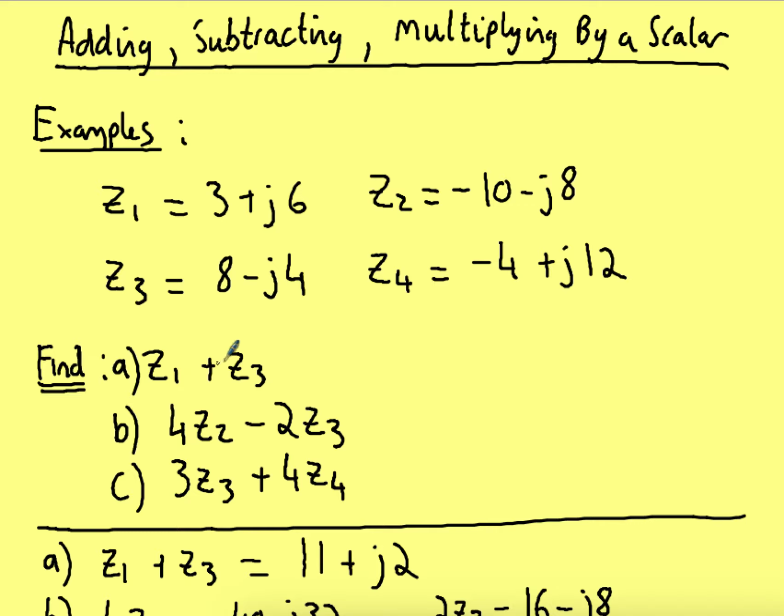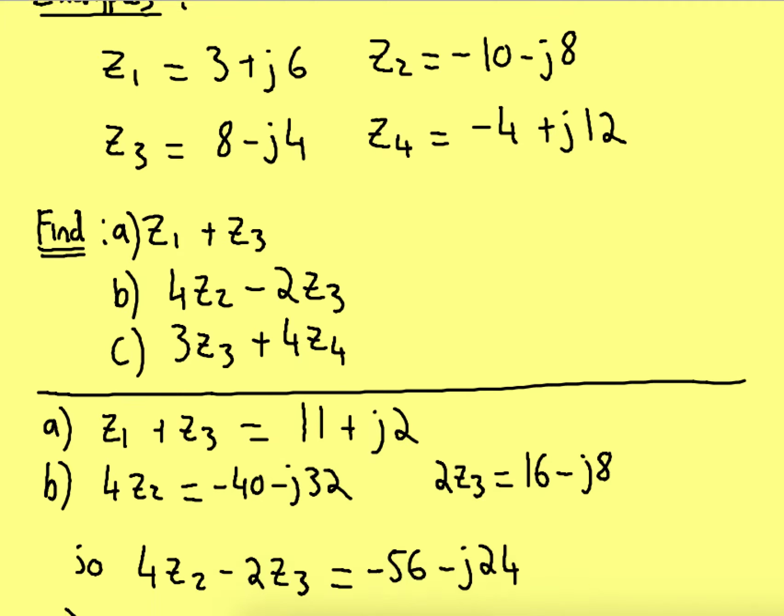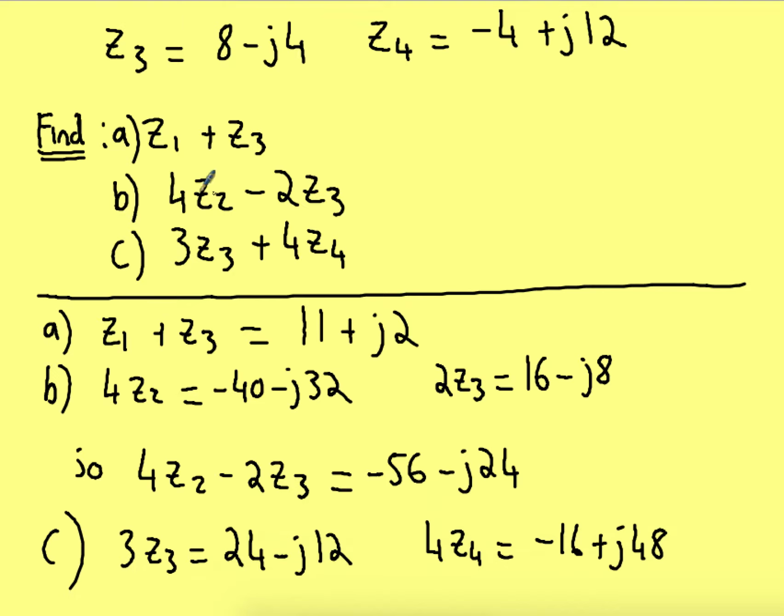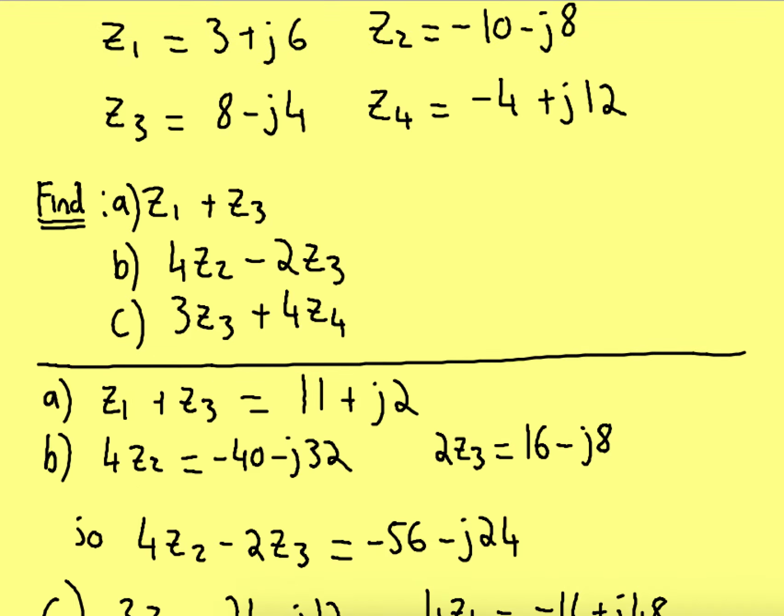So z1 plus z3, dead easy. You add the real parts, gives me 11. You add the imaginary parts, that's 6 plus -4, which gives me 2. That just gives me 11 plus j2. Simple as that. You add the real parts, you add the imaginary parts. If we're multiplying by a scalar, first thing we do is we multiply each part of the complex number. So I've taken z2, which is this number here, and I've multiplied both parts of it by 4.